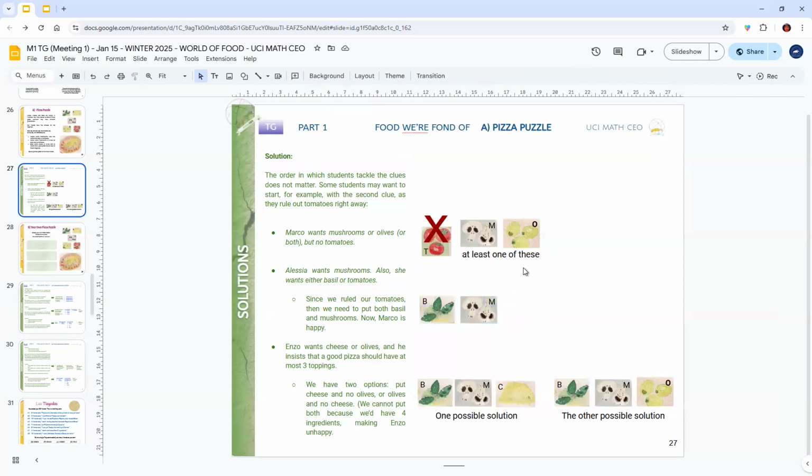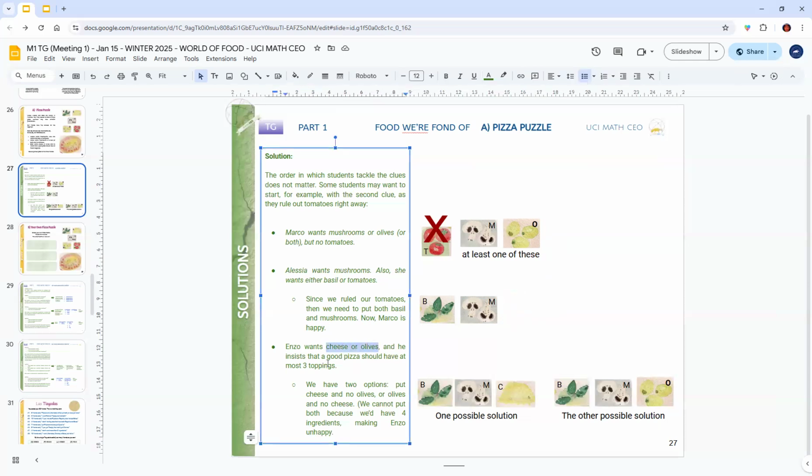That doesn't mean right now that we cannot put olives. Maybe we could or we could not. So let's take a look. Let's keep going. But at least this is a perfect pizza for the first 2 clues. Final clue, Enzo. He wants cheese or olives and no more than 3 toppings.